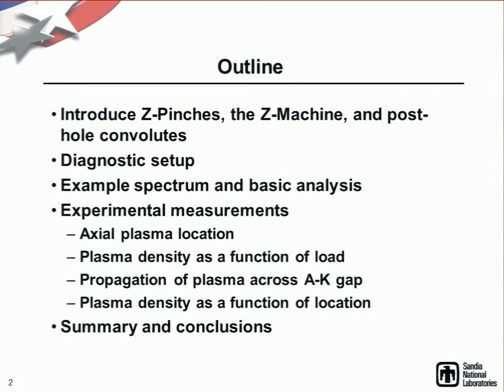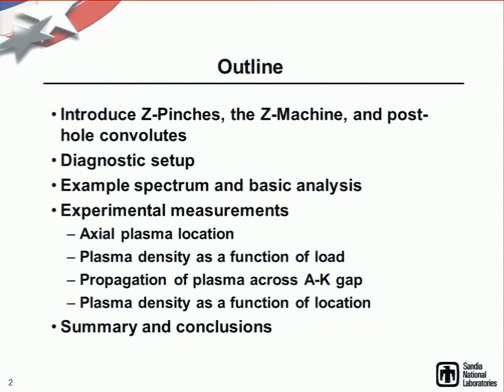In my talk, since I'm not really sure exactly what everybody's background is, I'm going to talk about what Z-pinches are very briefly, what the Z-machine is, and then I'm going to discuss what post-hole convolutes are. I'm guessing that people have heard of Z-pinches and the Z-machine, the convolutes maybe not so much. Then I'm going to talk about the diagnostic that I was using and give a quick sample of what the spectrum that you might collect with it would look like.